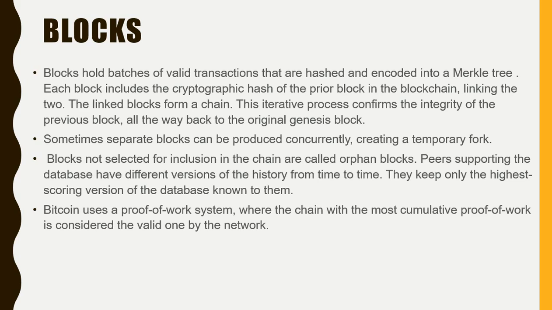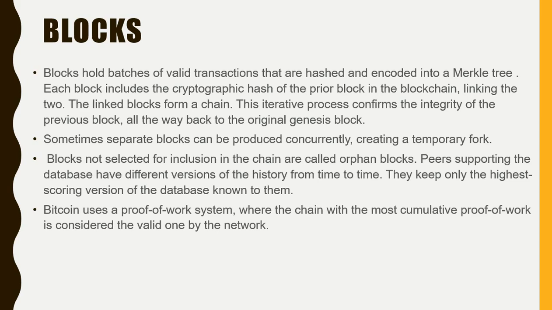Blocks hold batches of valid transactions that are hashed and encoded into a Merkle tree. Each block includes the cryptographic hash of the prior block in the blockchain, linking the two. The linked blocks form a chain. This iterative process confirms the integrity of the previous block all the way back to the original Genesis block. The Genesis block is the first block used for a complete chain of blocks of the blockchain.